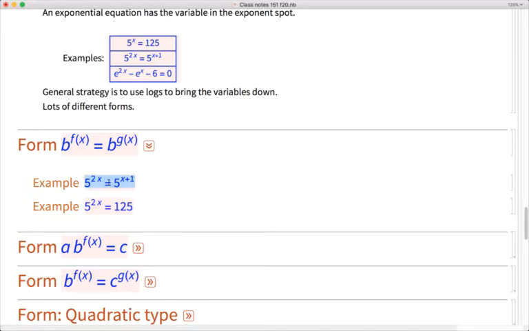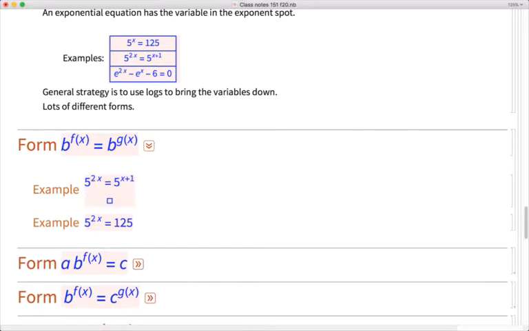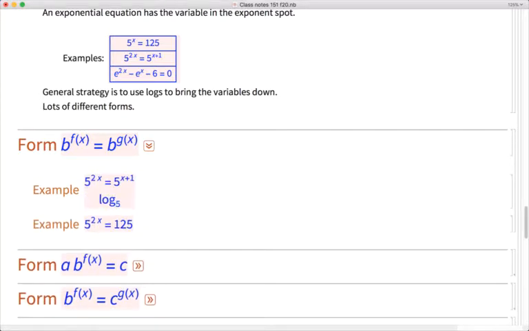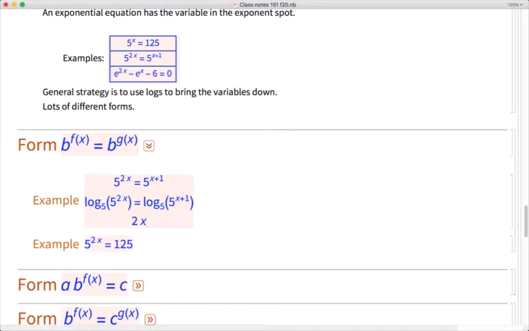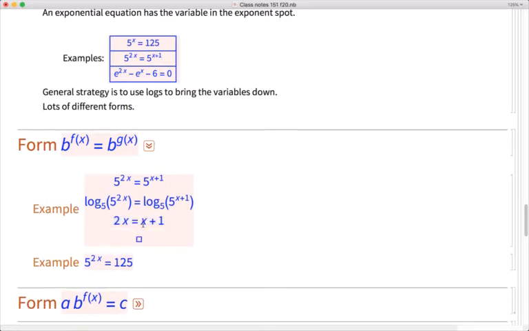Because the base is the same on both sides, the quickest way to solve this is simply to take log base 5 of both sides, and we're going to be using the cancellation law. Log base 5 of 5 to the power is just the thing that's upstairs. So this quickly brings the variables down. This is 2x, and this is x plus 1, and hopefully we are able to solve this. Let's subtract x from both sides. This is x equals 1.